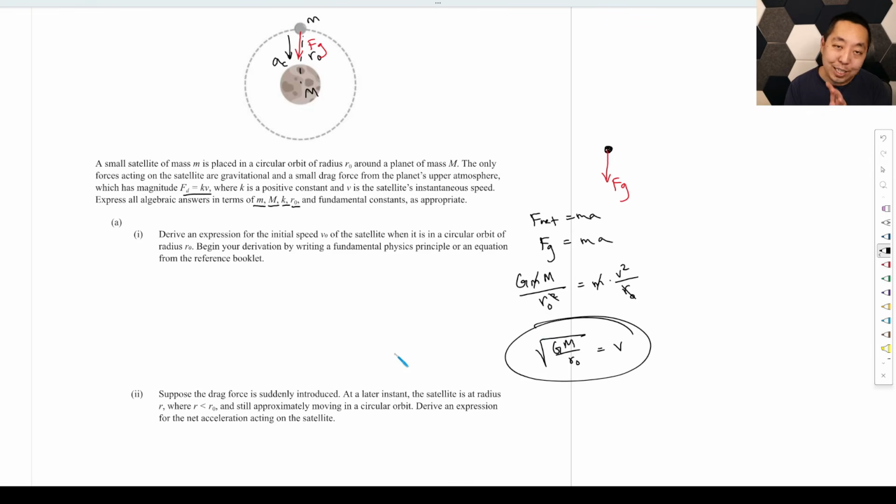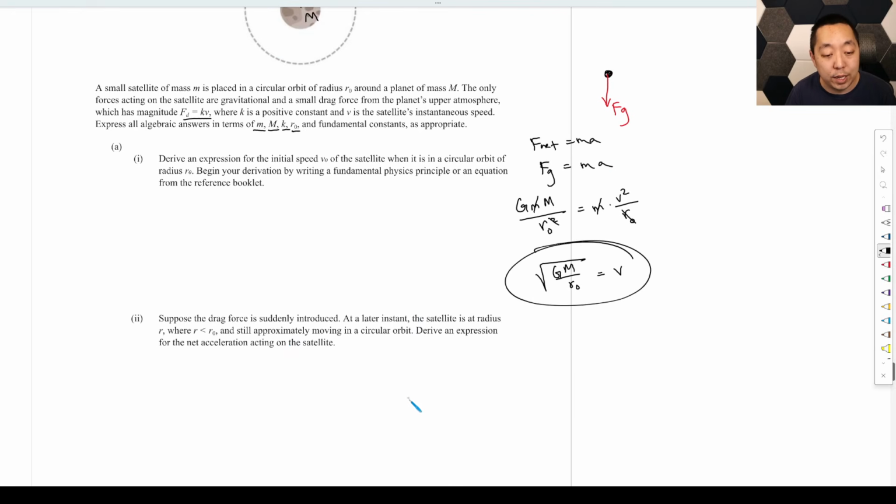Now let's get into the tricky part, okay? And I haven't done this problem yet, so hopefully it will work out correctly. So we have a drag force that's now introduced. Let's say he's moving in this direction. We are going to have a small drag force, very, very weak, equal to kv. The satellite is at radius r0 and approximately moving in a circular orbit. Derive an expression for the net acceleration acting on the satellite.